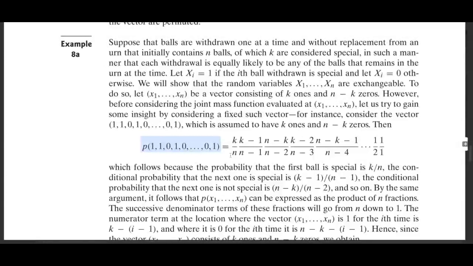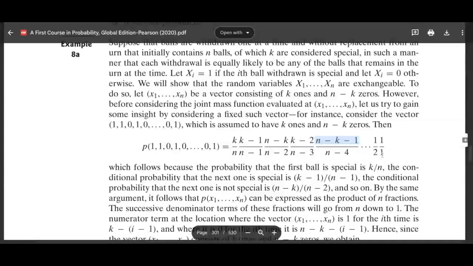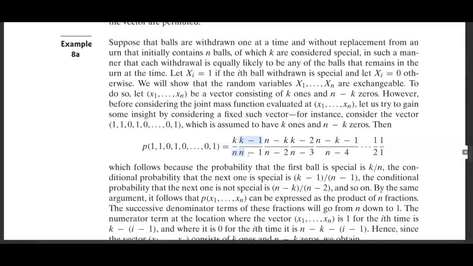Then the probability of k ones and n minus k zeros is k divided by n, k minus 1 divided by n minus 1, k minus 2, n minus k, and so on, up to 1 over 1, right? And the denominator is just n, n minus 1. So we see the denominator is n factorial. The numerator is k, k minus 1, right? This is for the ones. Then n minus k, n minus k minus 1. This is for the zeros. So we see we have k factorial, right? And n minus k factorial.